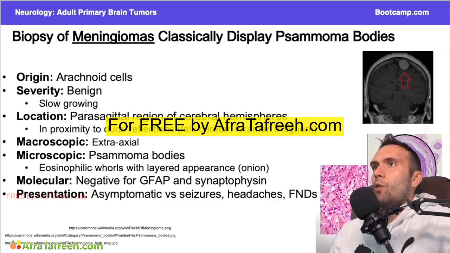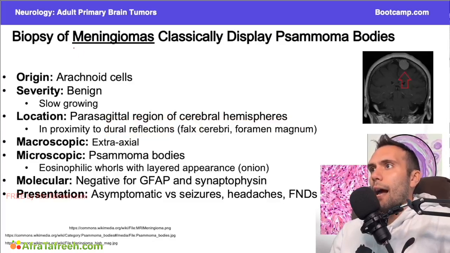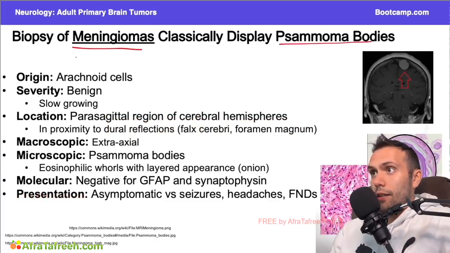All right, so now we're moving over to the meningioma. So what's going to happen if we biopsy a meningioma? We will classically see these psammoma bodies, okay? So we'll talk about this in just a second. Let's just go through our list here.